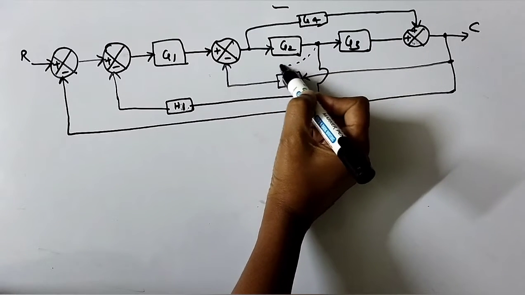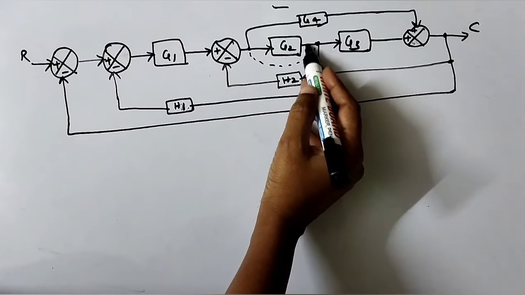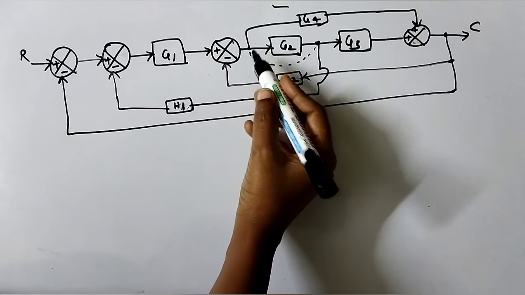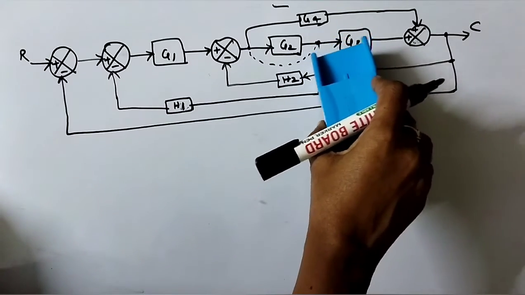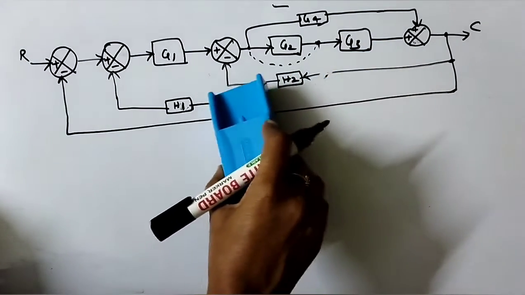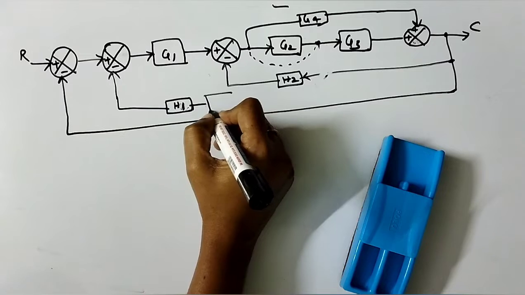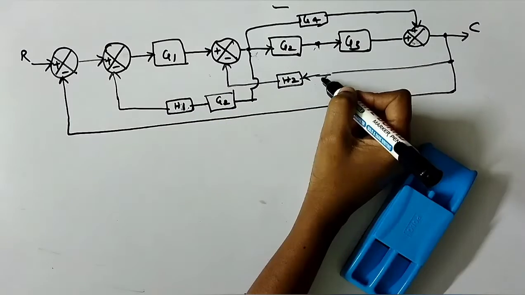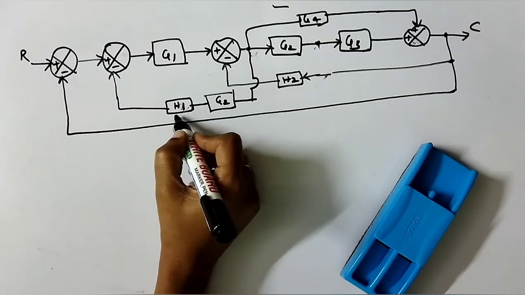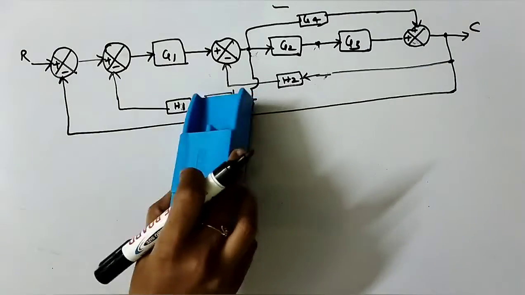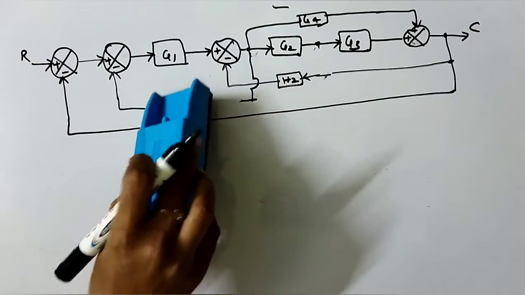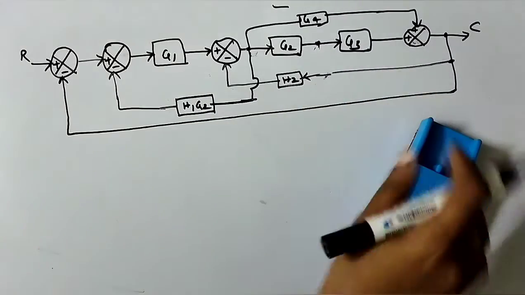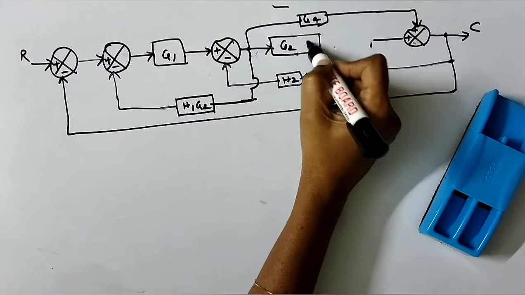Now here we will be shifting this particular branch point from here to before the block G2. What happens when you shift this is that you are adding G2 here. You can clearly see that these two are in cascade now. So again we'll combine these two, H1 G2. You can combine these two also, G2 G3.